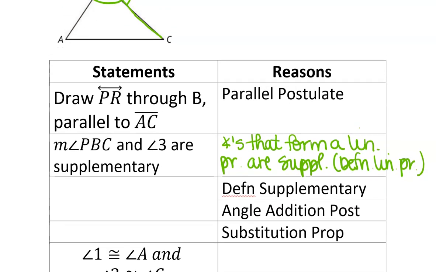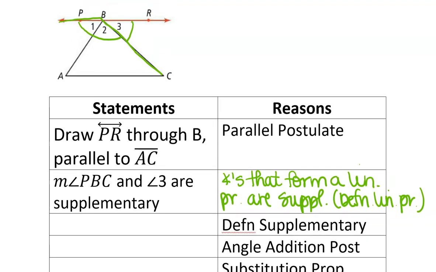The next reason given is definition of supplementary. In the reason before, we mentioned that PBC and angle 3 are supplementary. Well, what does that mean? It means that they add to 180 degrees. So the measure of angle PBC plus the measure of angle 3 is equal to 180 degrees.